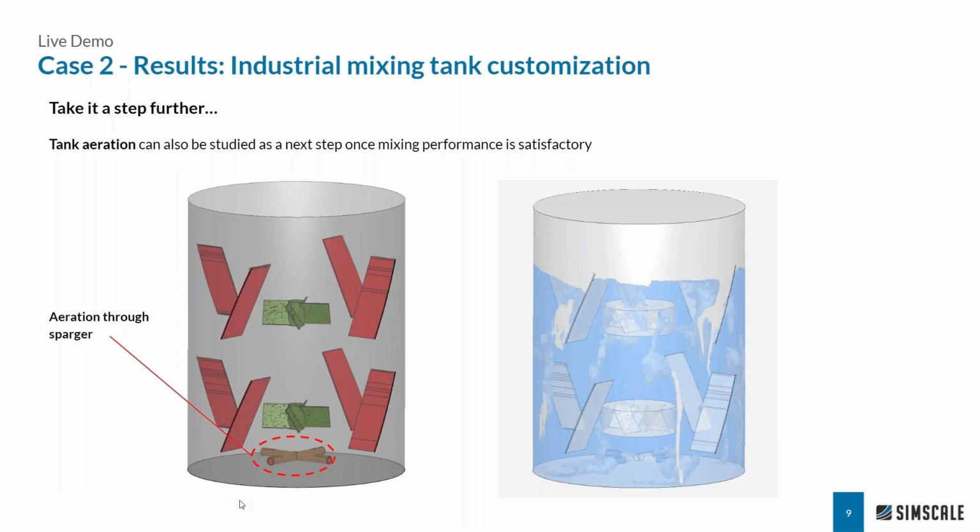And for that reason, we can use some spargers. Normally, we place them at the bottom of the tank, and we can also say to the software, okay, I want to inject some air. Just use an air boundary condition here, and see the bubbles forming. So that's how it would look if we just put some air flowing through the sparger.